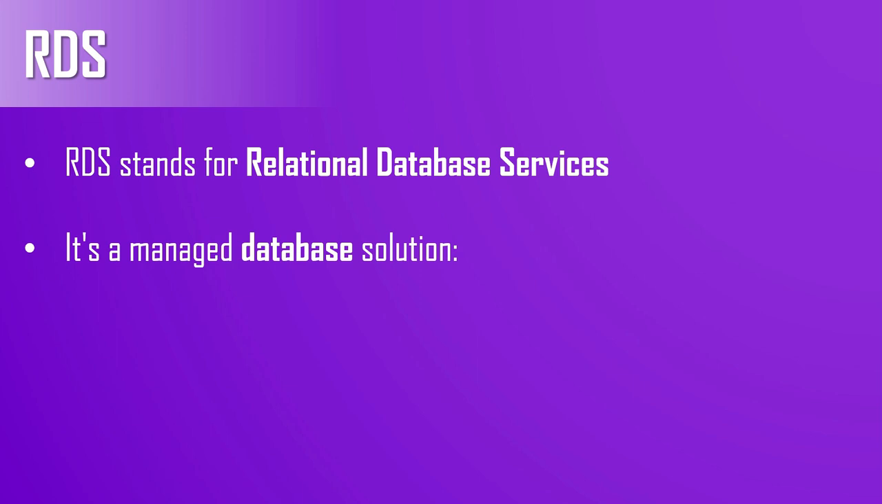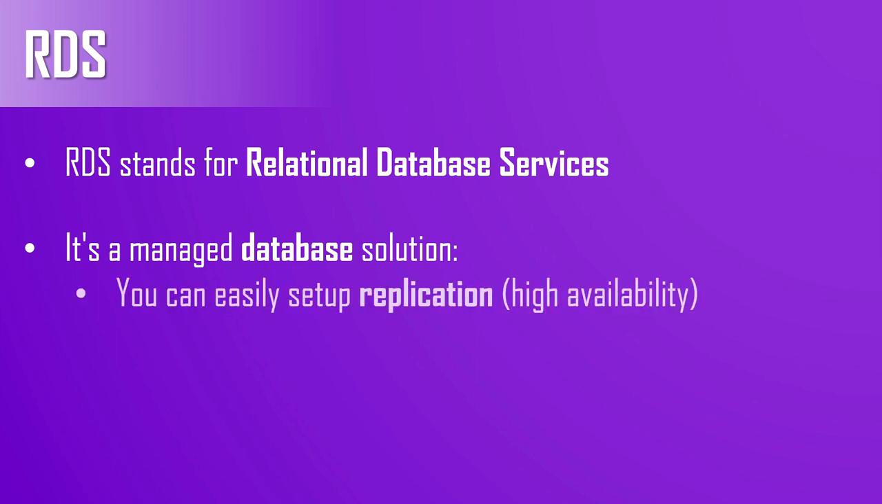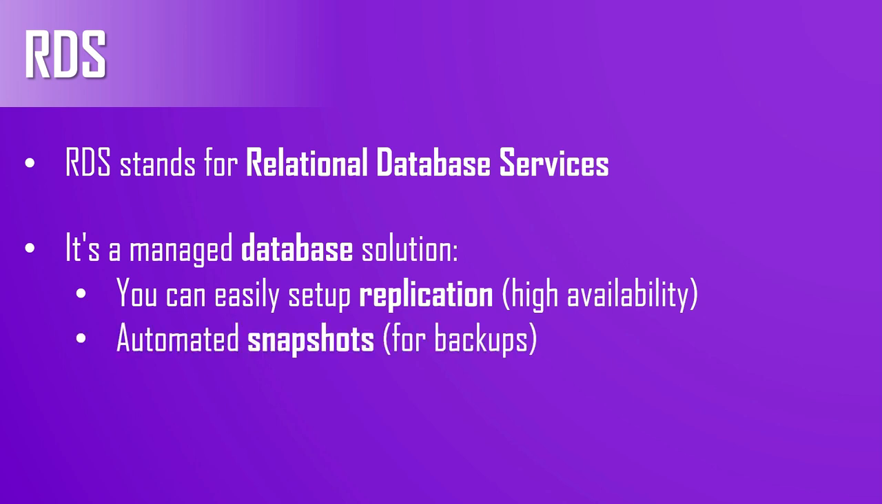It provides a lot of advantages, like you can easily set up replication, that means high availability. You can easily choose to have two instances that replicate each other. You also have automated snapshots, so you can just take a snapshot, which is a backup of your database. And we have automated security updates. You just give a time frame where Amazon can do security updates during the night, and then it will automatically upgrade your instance in that time.